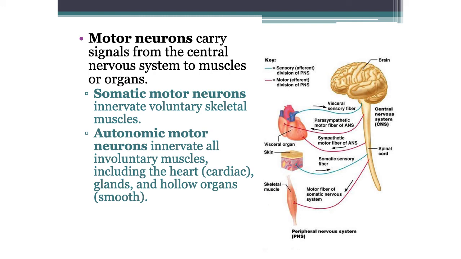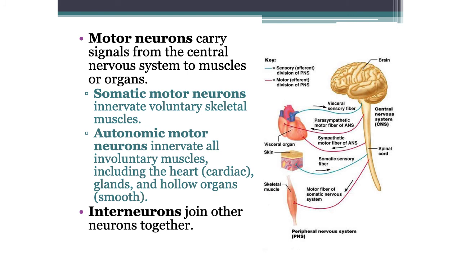Somatic motor neurons innervate voluntary skeletal muscle. Autonomic motor neurons, okay, that's going to be all involuntary muscles, including the heart and the organs. So remember, from the last one, skeletal muscle is voluntary, and then cardiac and smooth muscle are involuntary. And interneurons join them together.